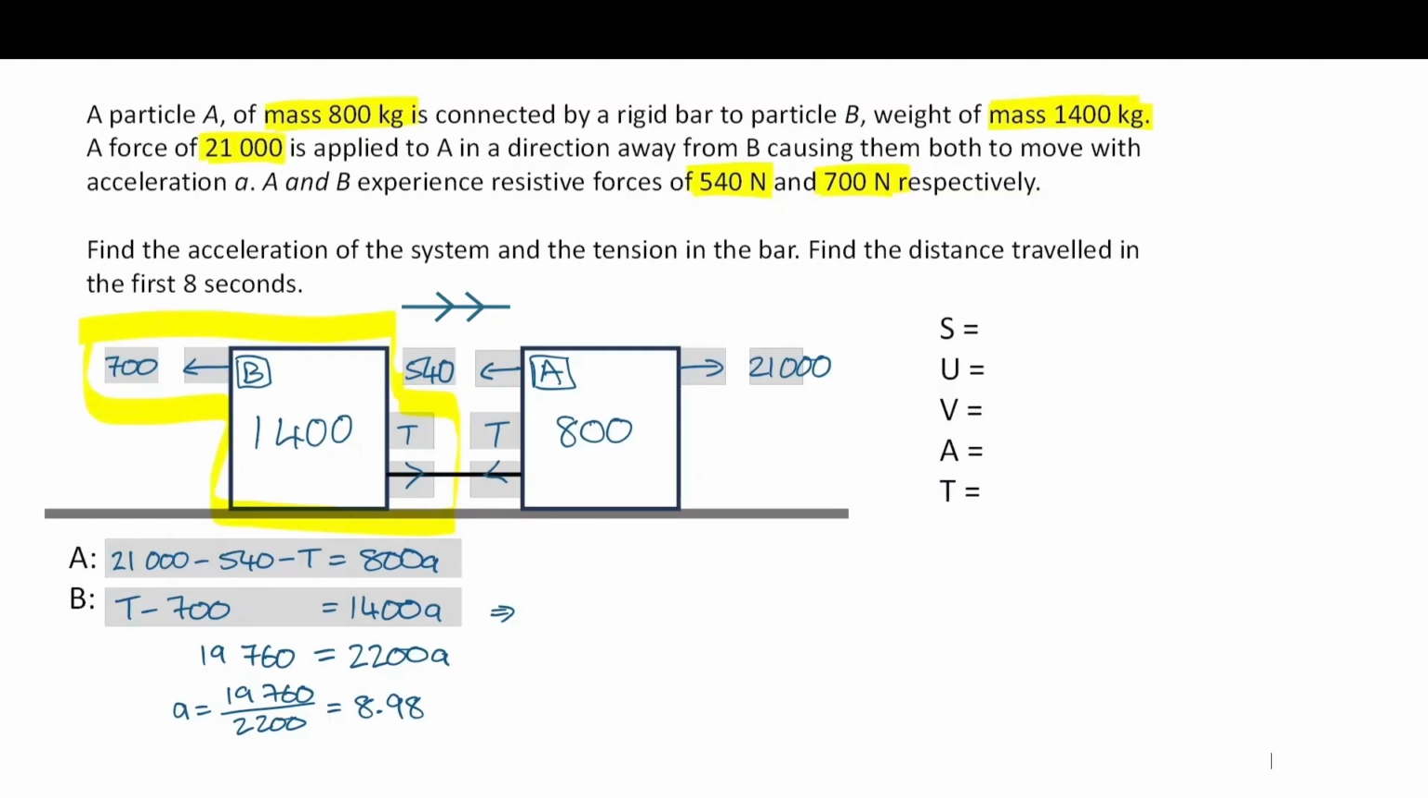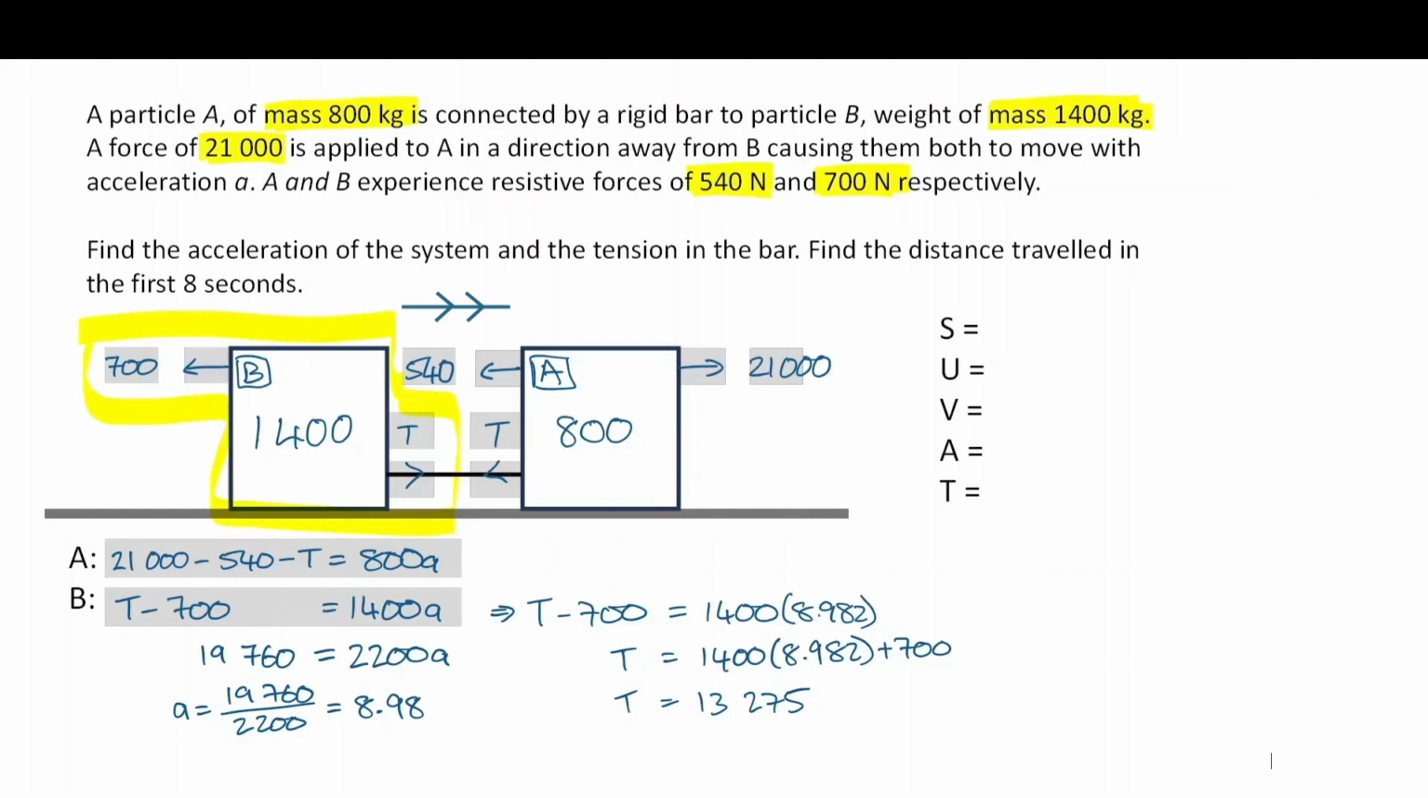Okay, so we go ahead and substitute in that acceleration, and we can calculate the tension. I'm going to put it here into this motion equation for B. So T minus 700 equals 1,400 multiplied by 8.982. Just keeping a few more decimal places to maintain the accuracy. Okay, rearrange and evaluate. So just into the calculator, and we get a tension of 13,275. Okay, so that's our acceleration and our tension.